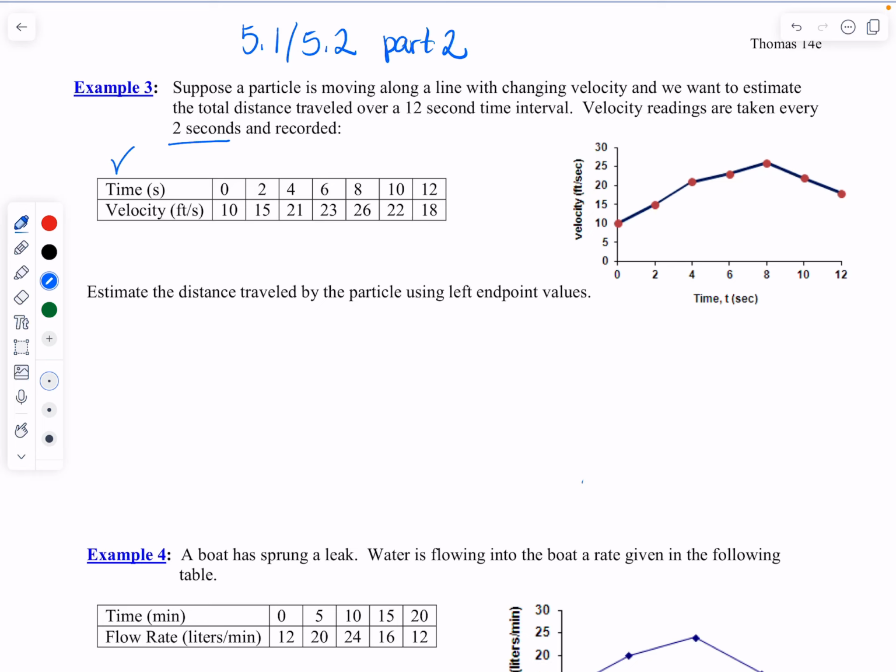This is 5.1, 5.2, part 2, and this is basically where we left off in class. So I'm going to finish this section so that way you guys are able to do your homework.